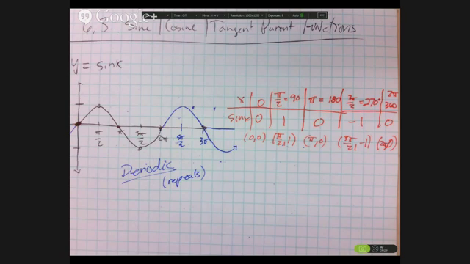What's the sine at any value that's a multiple of pi? That'd be 0, pi, 2 pi, 3 pi, 4 pi, 5 pi, 6 pi, 0. Any of them. Okay. What about, start here, 5 pi over 2, 9 pi over 2, 13 pi over 2. Those are all 1. 3 pi over 2, 7 pi over 2, 11 pi over 2. Those are all -1.